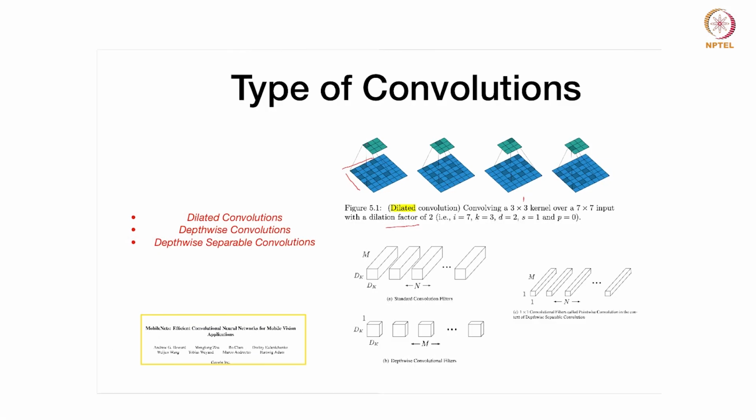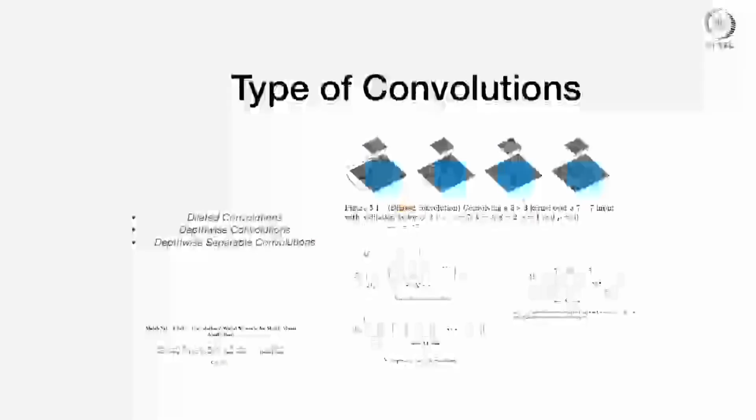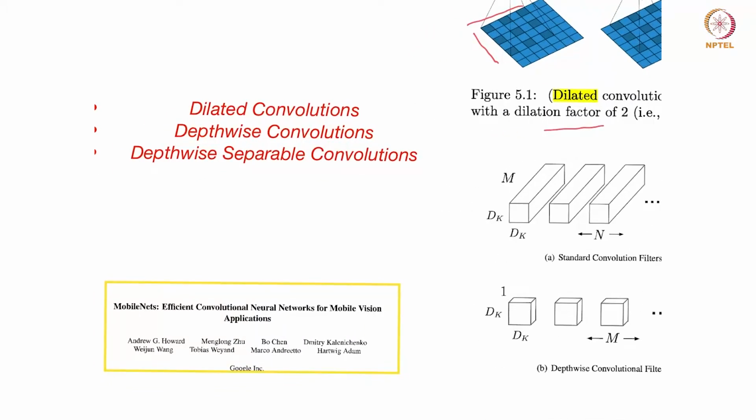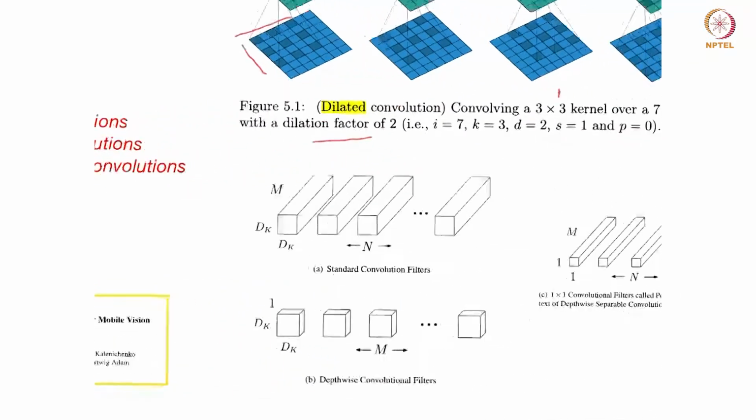The other types of convolution we are going to look at are the depth-wise convolutions and the depth-wise separable convolutions. These images are, once again, taken from this MobileNets paper. So let me just zoom in a bit for you to see clearly the paper as well as the pictures that were taken from it.